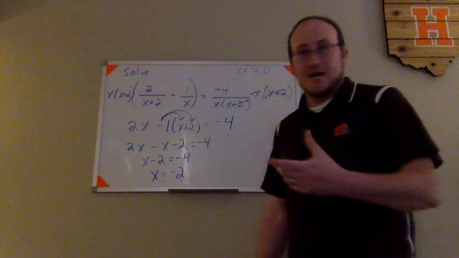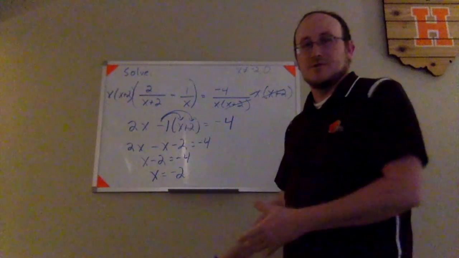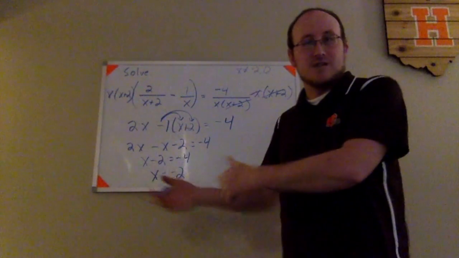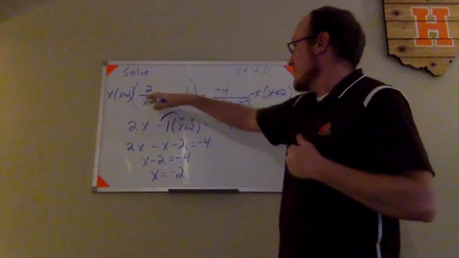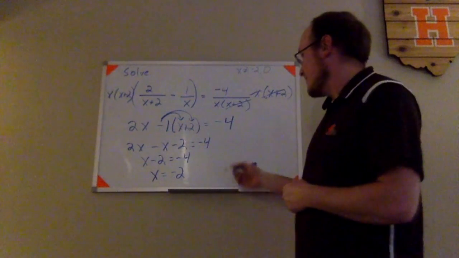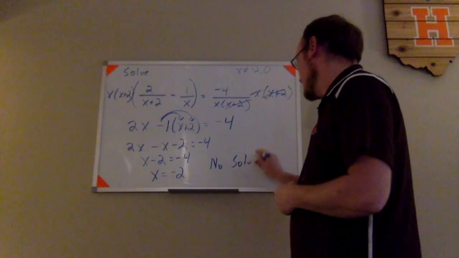However, x can't be -2. We had that as one of our restrictions on the variable. So the only value of x that has a chance to make this equation true actually doesn't satisfy the original equation, because it would make this piece and this over here be undefined. Because of that, we say that this equation has no solution.